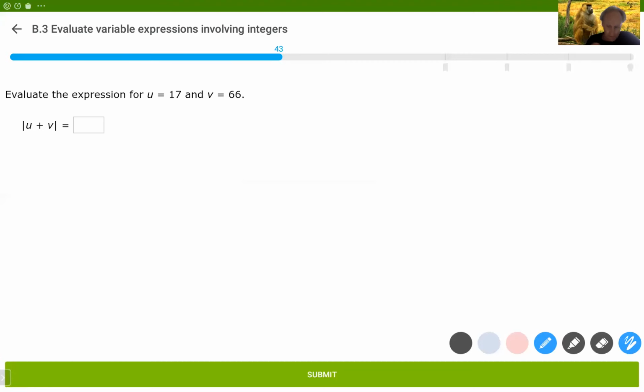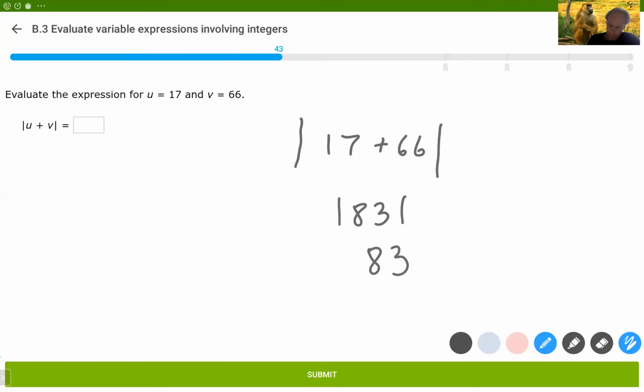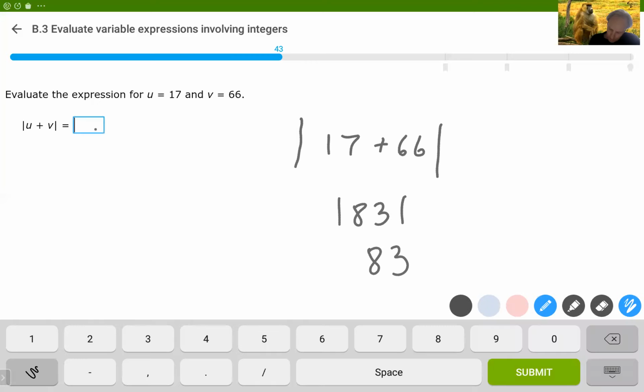Oh, we have an absolute value. This says the absolute value of 17 plus 66. Now, normally I'd put the parentheses, but in this particular case, it's going to be a lot easier and simpler to not have extra parentheses all over the place. The 17 and the 66 makes 83. And the absolute value of 83 is still just 83. Absolute value just means make it positive. 83.